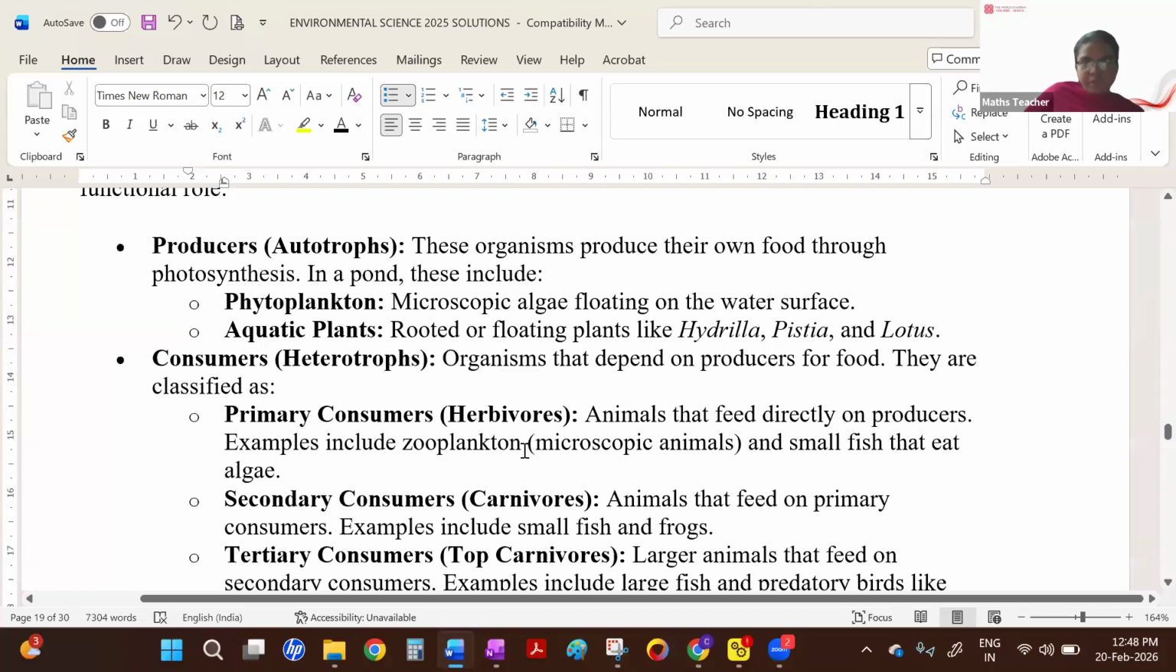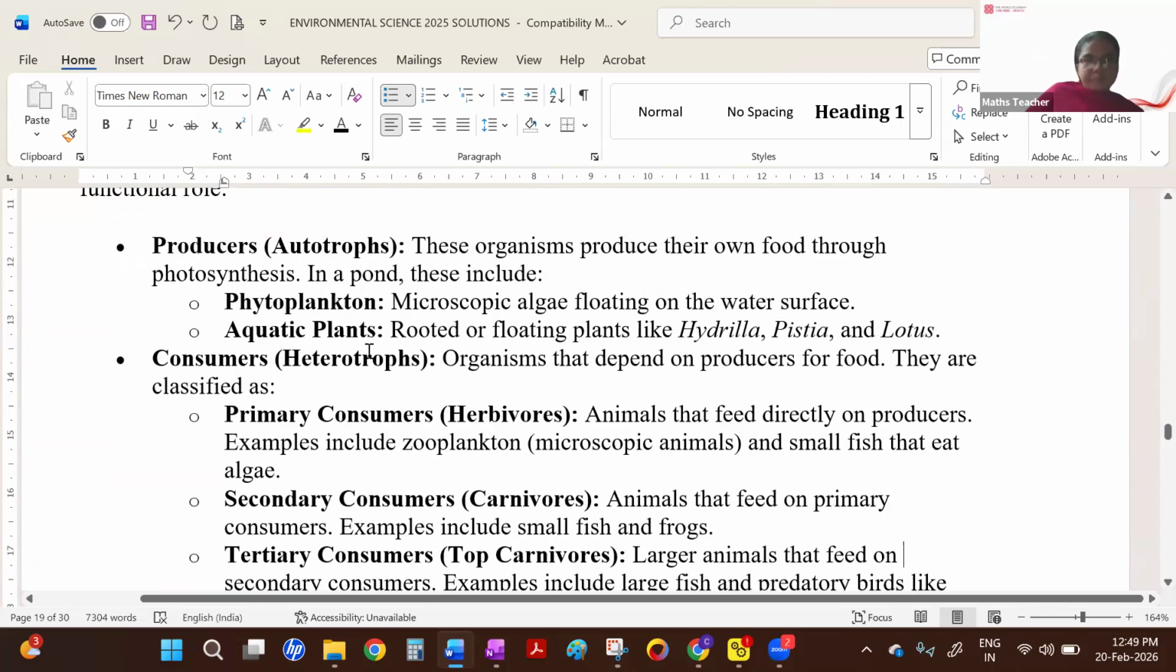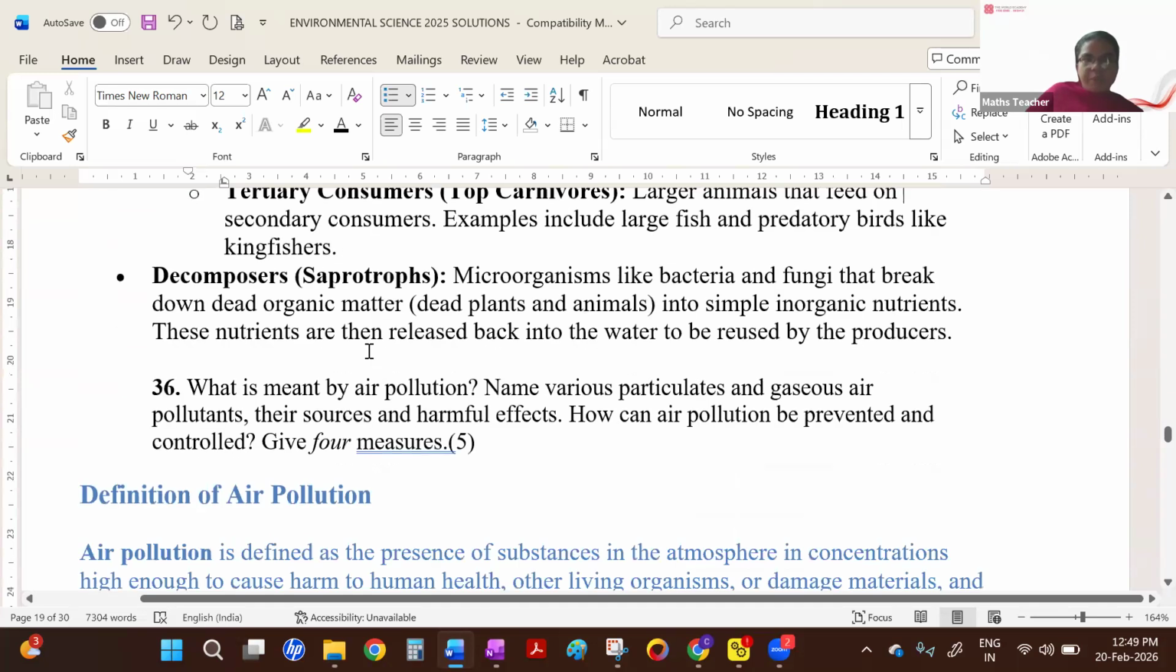And then we have consumers or heterotrophs, organisms which depend upon the plants for their nutrients. In consumers, we have primary consumers, herbivores, secondary and tertiary. Primary consumers are animals that feed directly on producers. Examples are zooplanktons, microscopic animals, and small fish. Then we have secondary consumers, animals which feed on the primary consumers. Examples are small fish and frogs. Then the third one is tertiary consumers. They are larger animals. Examples are large fish and predatory birds like kingfishers. So these make the biotic component.